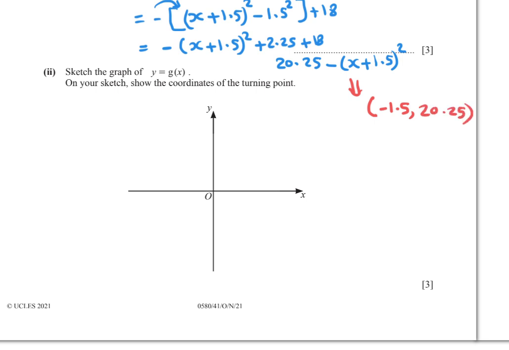So this is the turning point, and this is a quadratic, and the coefficient of x squared is negative, so the graph opens downward, so we have a maximum point, negative 1.5 and 20.25. So we can consider this point. This is a point. So our graph looks like that. So this is the sketch, and this is the turning point, which is negative 1.5 and 20.25.